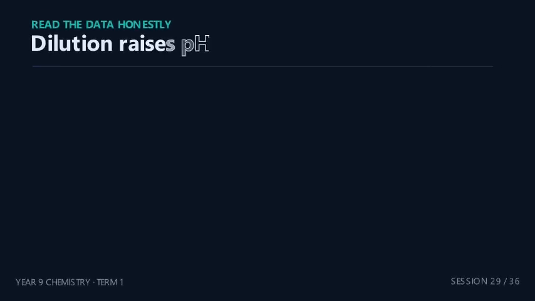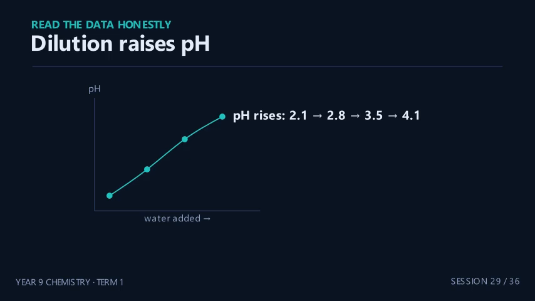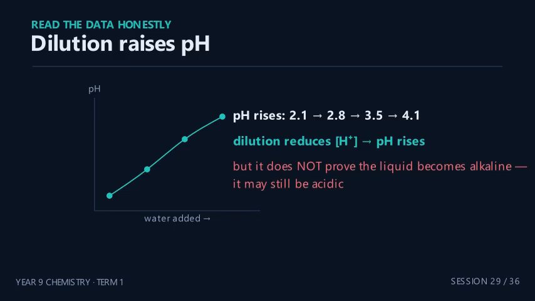Now let's read some real data. A student dilutes an acid and records pH 2.1, then 2.8, then 3.5, then 4.1 as more water is added. What does the pattern show? That dilution reduces the hydrogen ion concentration and raises the pH. But here's the careful part. It does not prove the liquid becomes alkaline. It's rising towards 7, but it may still be acidic. A good scientist claims exactly what the data supports and not one word more.